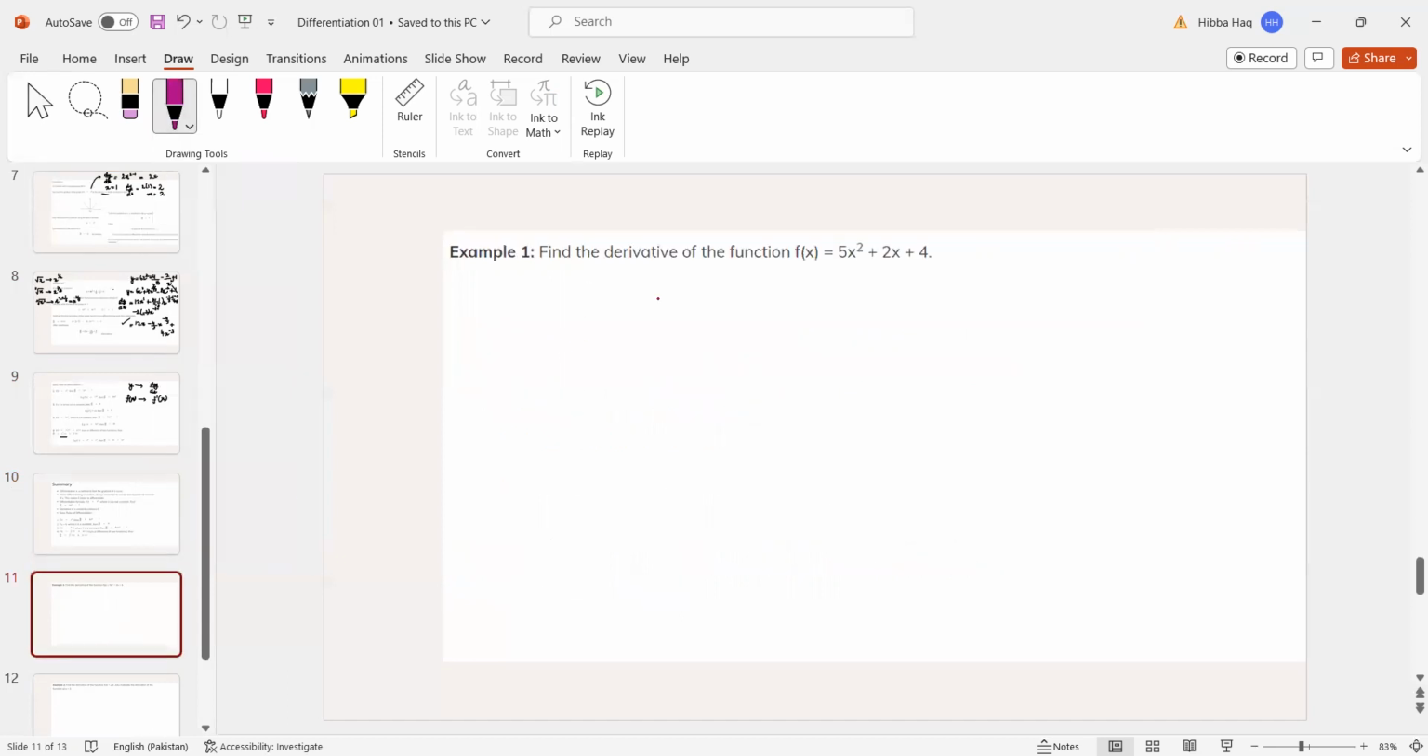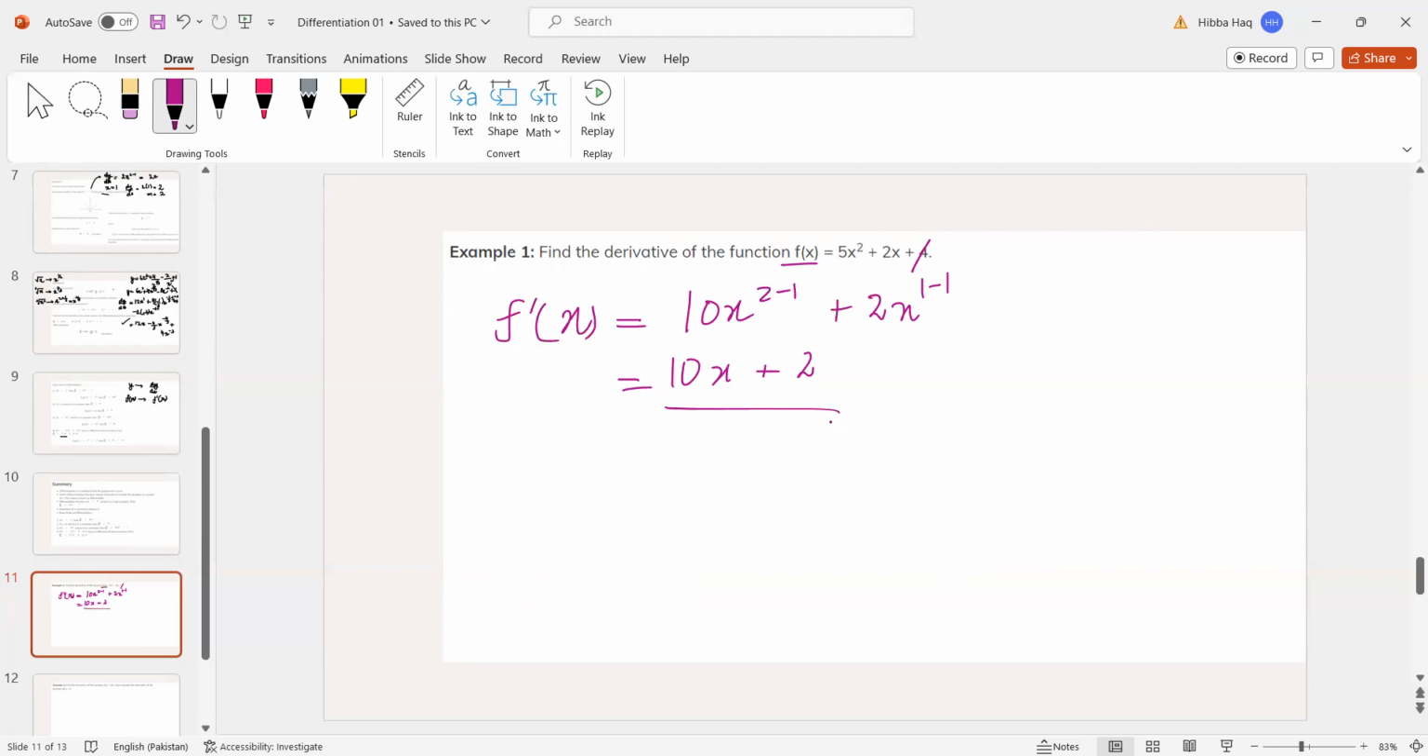So the first question says, find the derivative of the function f of x is equal to 5x squared plus 2x plus 4. So now they've written f of x, so I'm going to write f dash of x is equal to the differential of the first function, 10x^(2-1), plus differential of the second function, and this is going to become 0. So 10x plus 2 times 1, because x raised to the power of 0 is, sorry, 1. So the differentiated function becomes 10x plus 2.